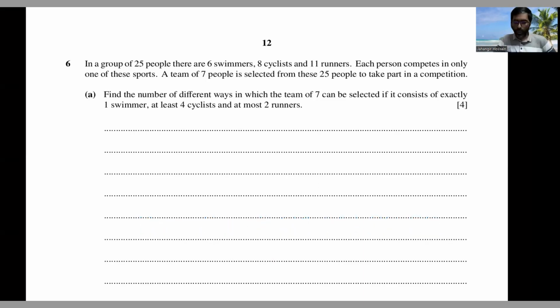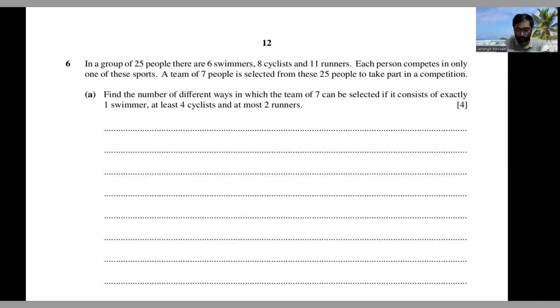Each person competes in only one of these sports. A team of 7 people is selected from these 25 people to take part in a competition.